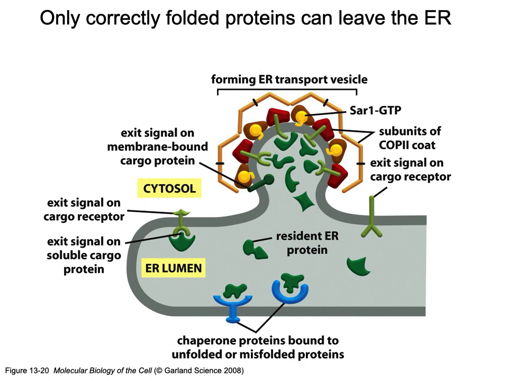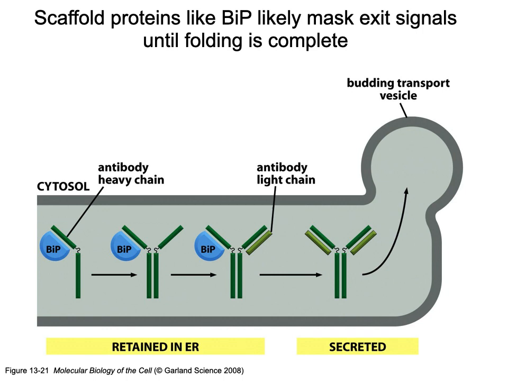So further processes are going to be done. So signals that will say, don't keep me in the ER, many times end up getting blocked. Scaffolding proteins like BiP, an immunoglobulin binding protein also known as GRP78, which I've mentioned, are going to assist in the folding, but when they're holding the protein and helping it fold, it's actually going to mask that leaving signal.